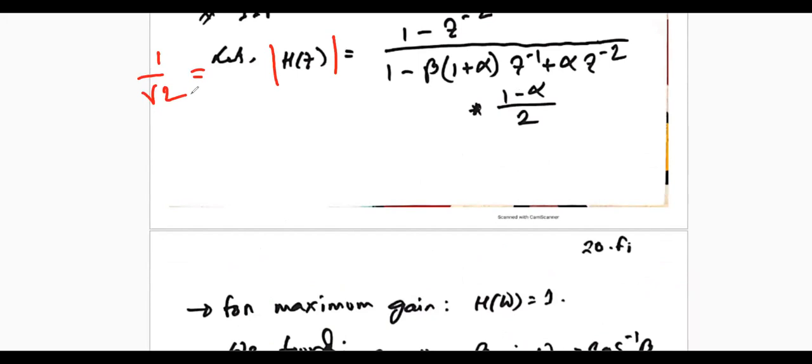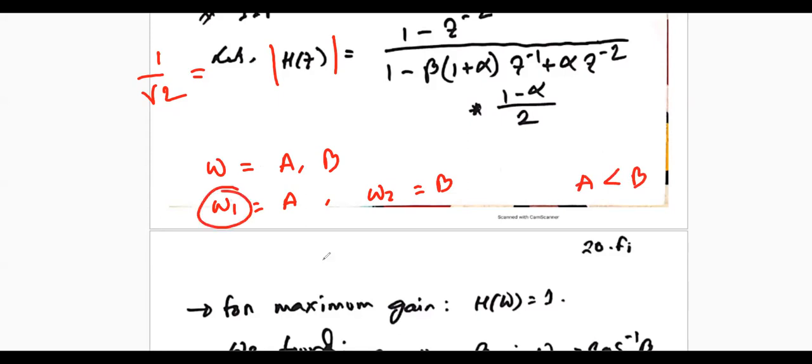In that case, you will find two values of omega. Let's say one is A and another one is B. So omega 1 equals A and omega 2 equals B. I'm just giving an arbitrary example where A is less than B. That means omega 1 is the lower cutoff and omega 2 is the higher cutoff.